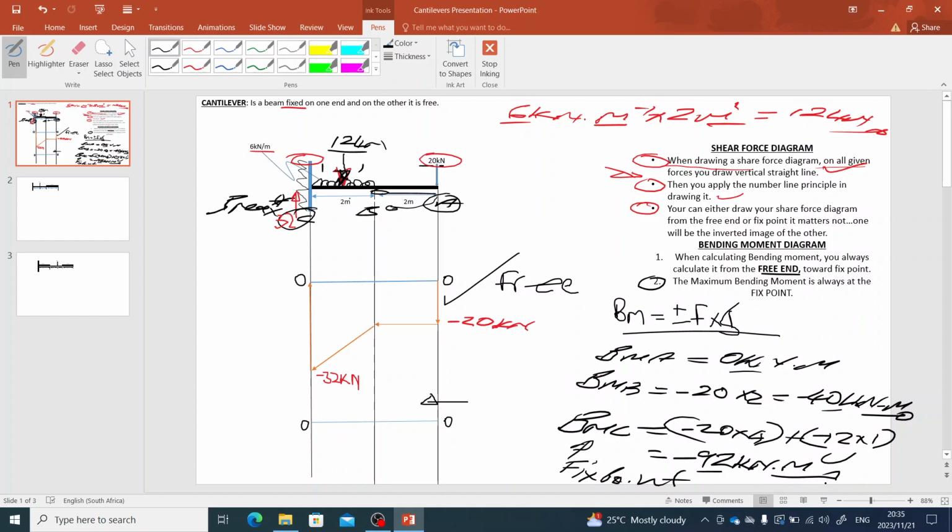This is how you work out your cantilever. I will later on drop other videos on the different cantilevers and their solutions. But for now, go through this material, digest it, then I will drop another one.